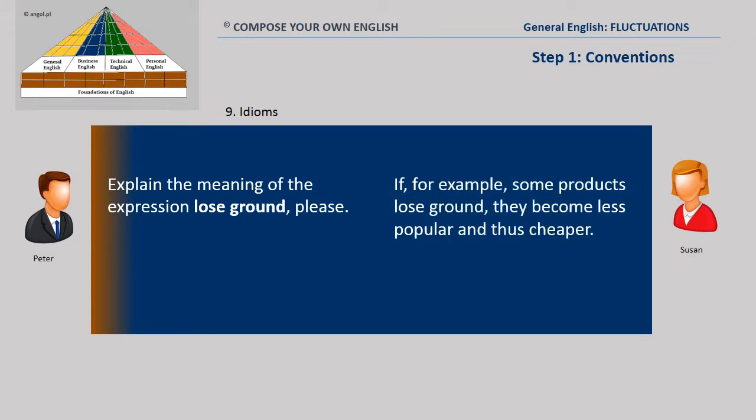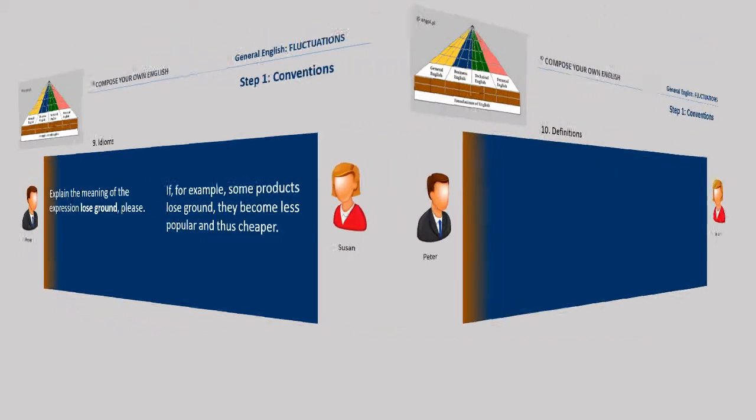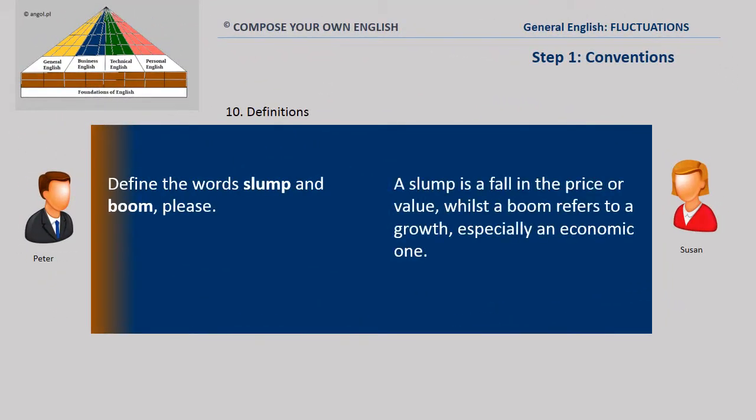Explain the meaning of the expression lose ground, please. If, for example, some products lose ground, they become less popular and thus cheaper. Define the words slump and boom, please. A slump is a fall in the price or value, whilst a boom refers to a growth, especially an economic one.